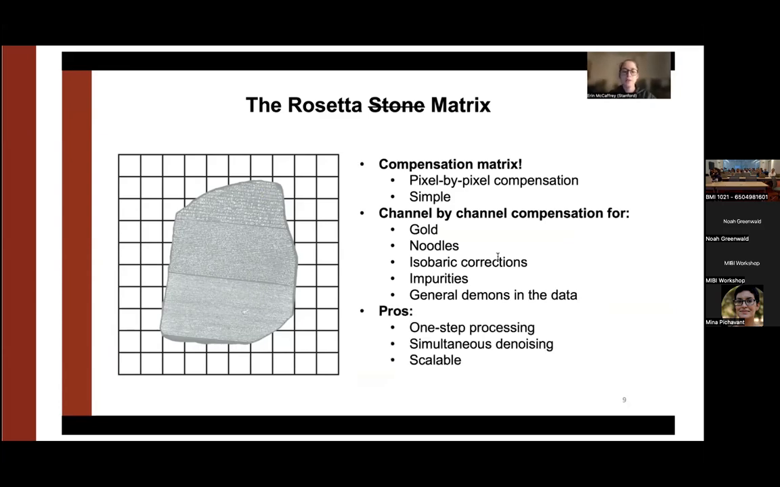The pros of this approach are that we can process our data in just a single step. It simultaneously denoises the images, and it's a very scalable approach. And as our lab has started to move into collecting bigger and bigger data sets, this approach has proven to be very successful in cleaning up the data in a manner that is feasible for large cohorts.